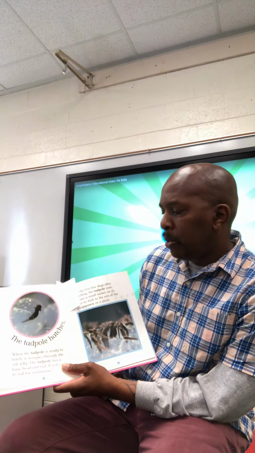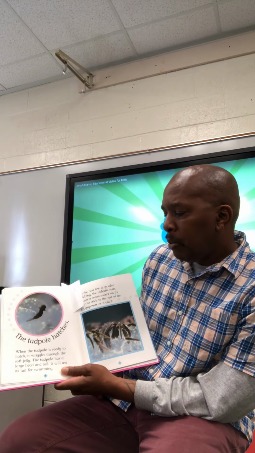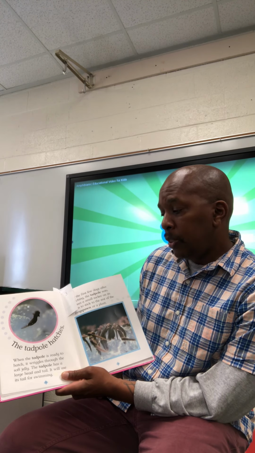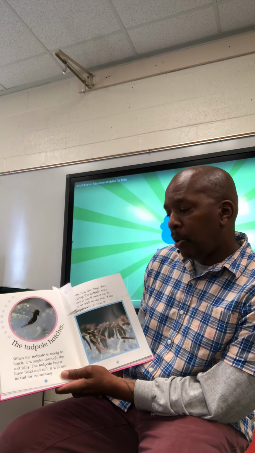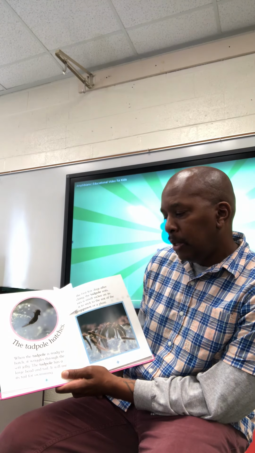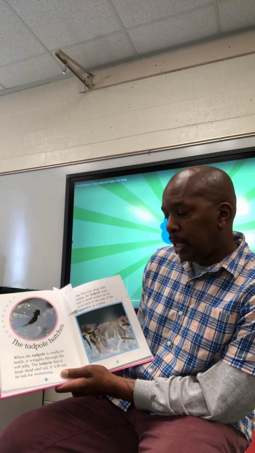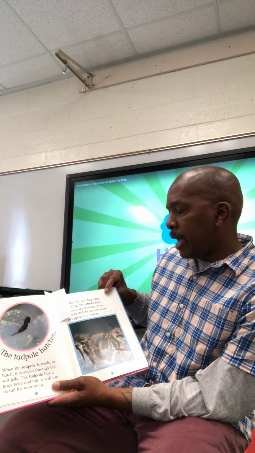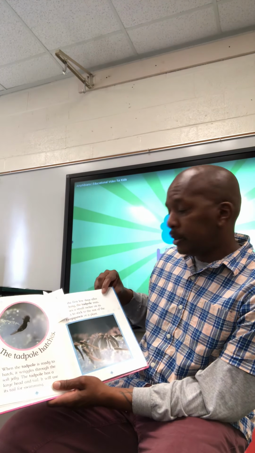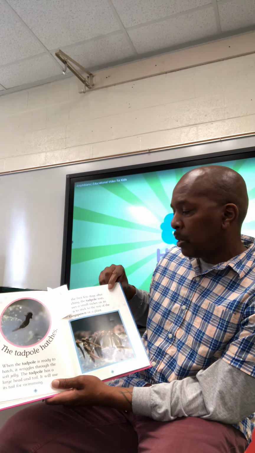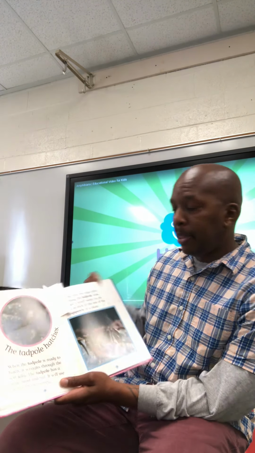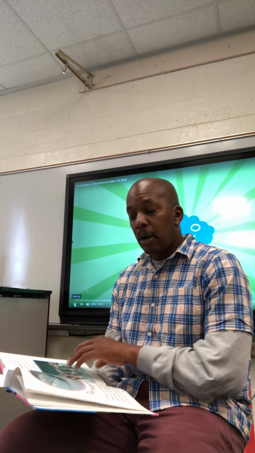The tadpole hatches. When the tadpole is ready to hatch, it wiggles through the soft jelly. The tadpole has a large head and tail. It will use its tail for swimming. For the first few days after hatching, the tadpole rests. It uses a small sucker on its chin to stick on the rest of the frog spawn or a plant. Wow, I heard me some more claps during that time as well.